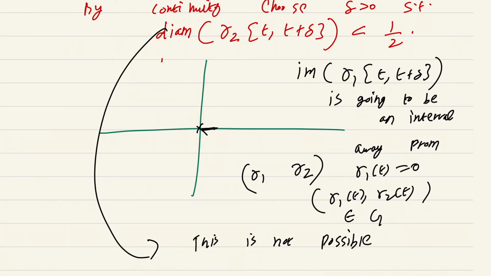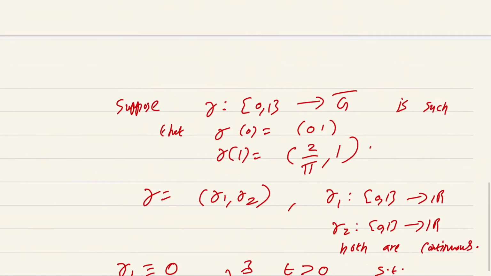So this contradiction shows that you could not have found a path gamma starting from (0, 1) and ending at (2, π1). There was nothing special about the second point. There's a way to rewrite this proof in an obvious way which does not involve a proof by contradiction. Just show that any path that starts at (0, 1) has to be constant. That's also a good proof.